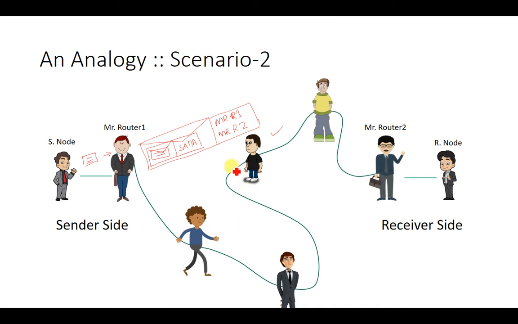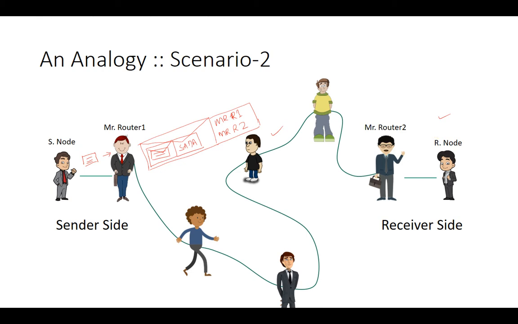So in tunnel mode, the actual payload along with the source address and destination address will be encapsulated, and that means it will be put inside a message envelope, and it cannot be seen by the routers that are transferring that packet to the receiver side, right? So this is scenario 2.